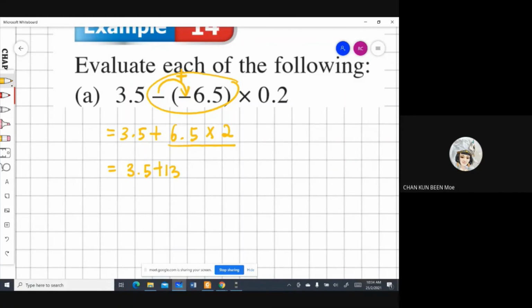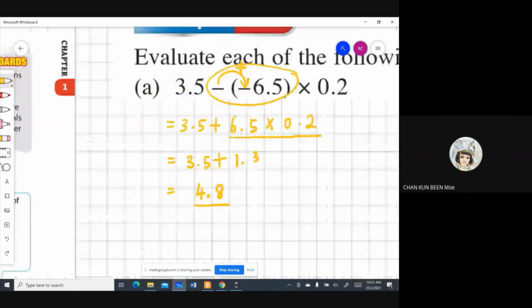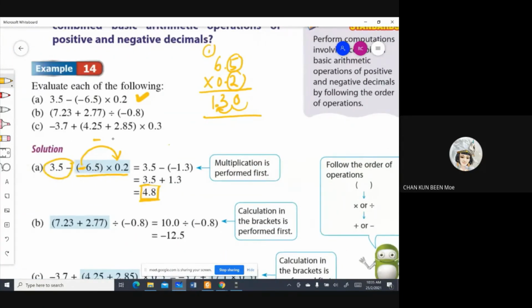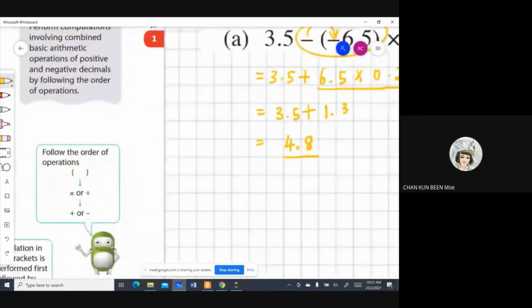Wait, somewhere something is wrong. I copied the wrong thing. It's not times 2. It's times 0.2. So 6.5 times 0.2 is 1.3. Therefore, 5 plus 3, add 1 plus 3, 4. So you will get the same answer as the one in the textbook, which is also 4.8. Therefore, when it comes to multiplication and also bracket, it's up to you which one you want to perform first, because you will get the same answer. You have a bracket, you can perform this one first, you also can perform this one first. It's up to you.